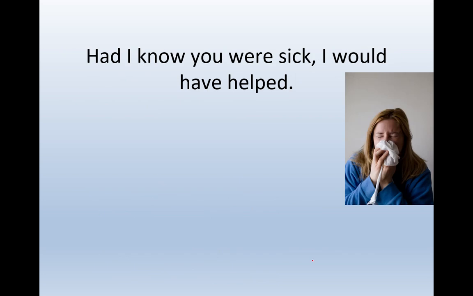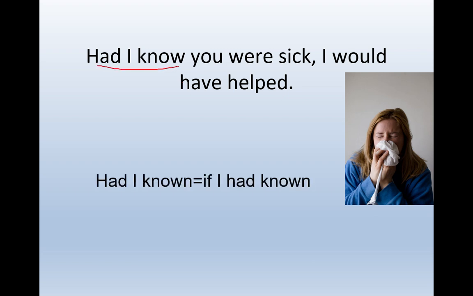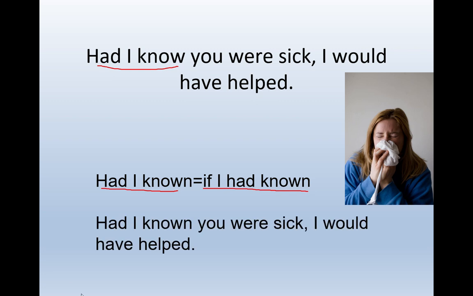Had I known you were sick, I would have helped. Problem here with had I known. Sometimes we use had I known, and it means the same thing as if I had known. Those two mean the same thing. So to fix this, it should be the V3 after had. Had I known you were sick, I would have helped. I could also say, if I had known you were sick, I would have helped. Both of those would be correct.